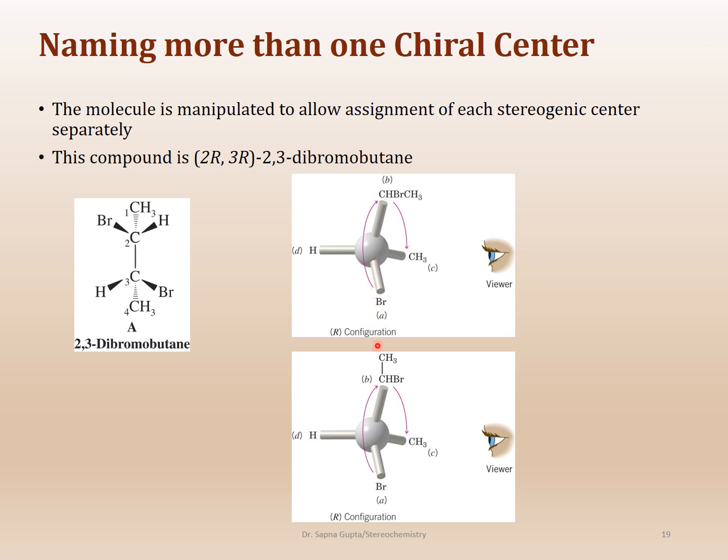So in this case, they happen to be RR configuration. It may not always be the case, but this one is RR. So the enantiomer of this is going to be SS, that's what the designation will be. The diastereomer of this would be RS, or SR. That would be the diastereomer.